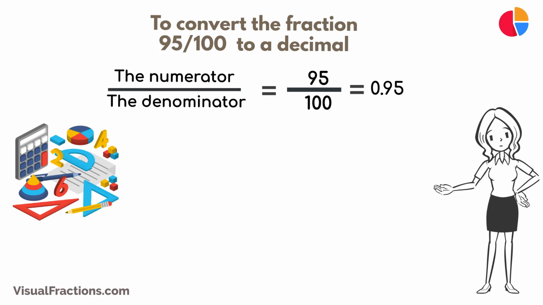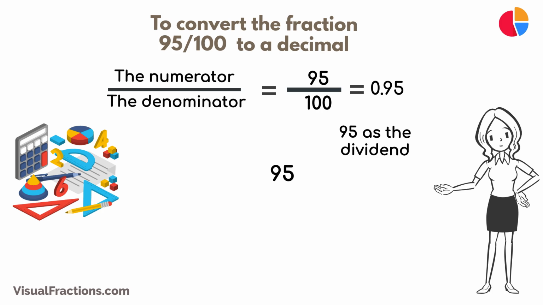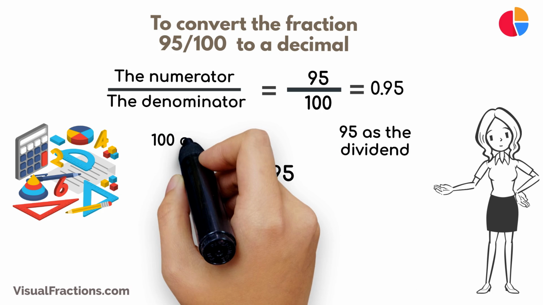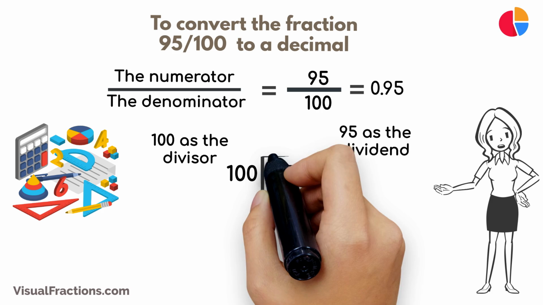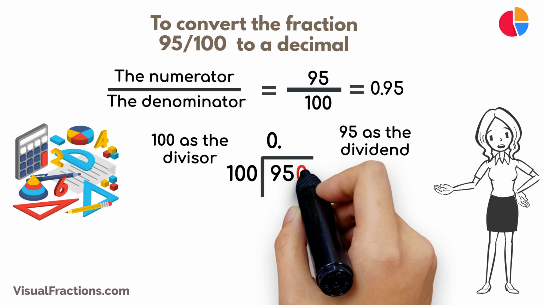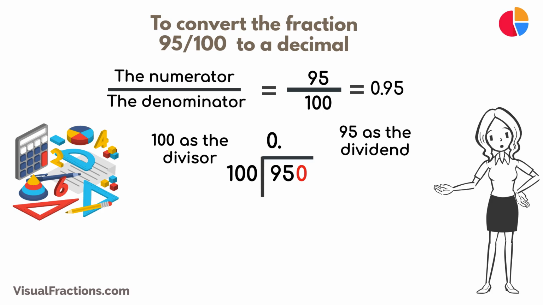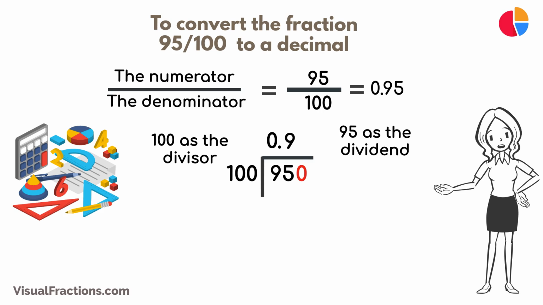To do this by hand using long division, we start by writing 95 as the dividend and 100 as the divisor. Since 100 doesn't fit into 95, we add a decimal point in our answer and append a 0 to 95, making it 950. How many times does 100 go into 950? Exactly 9 times. We write 9 after the decimal point in the quotient, making it 0.9.